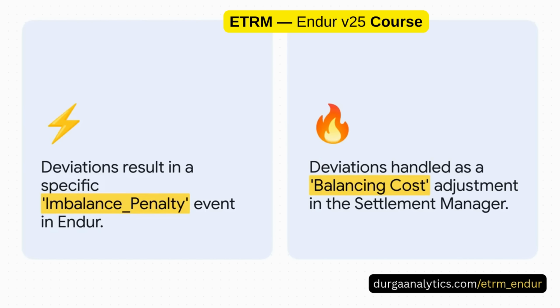And what's cool is how Endure can be configured to handle these penalties, because every market does it differently. In PJM, that shortfall might trigger a specific imbalance penalty event. Over at TTF, for gas, it's more likely to be rolled into a balancing cost that hits you during settlement. The system has to be smart enough to model both worlds.